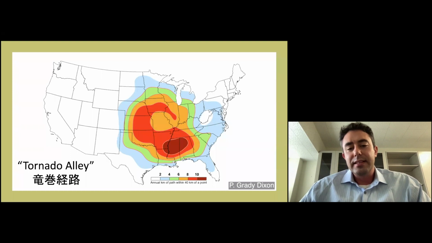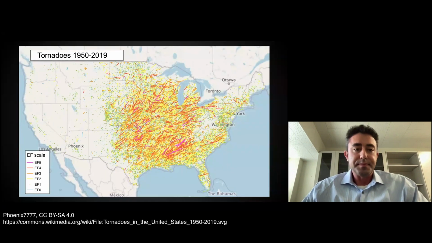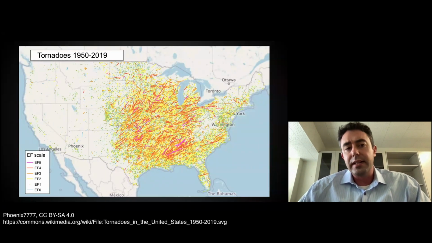It goes by this name because, as you can see from the colorful swaths here, these represent the annual kilometers of paths of tornadoes within this area. This is another way of looking at this area. These are all the tornadoes from 1950 to 2019 recorded in this area in the United States. You can see that even though we have tornadoes in every state in the United States, the vast majority occur in this Tornado Alley, and they are the most frequent and most intense in this area.